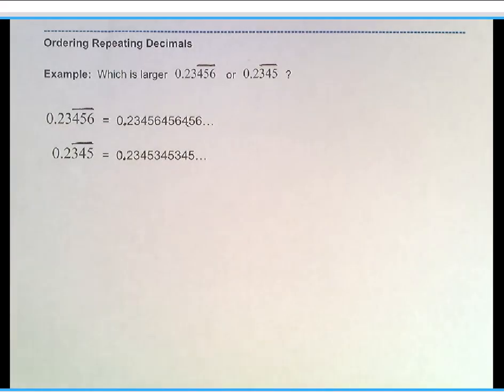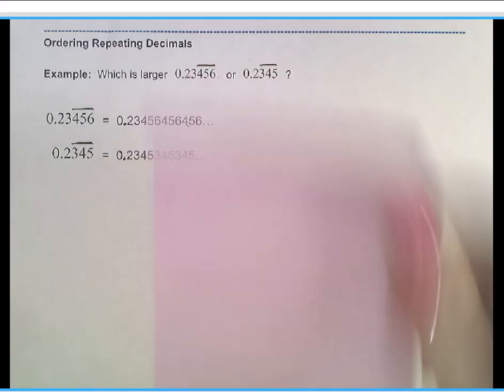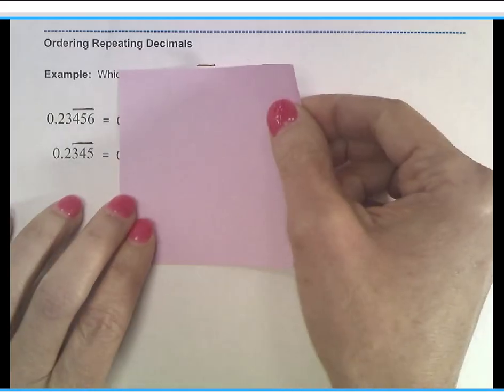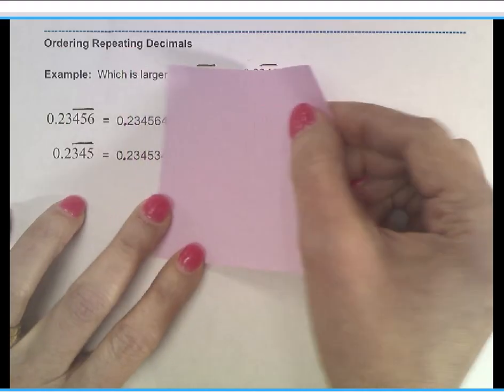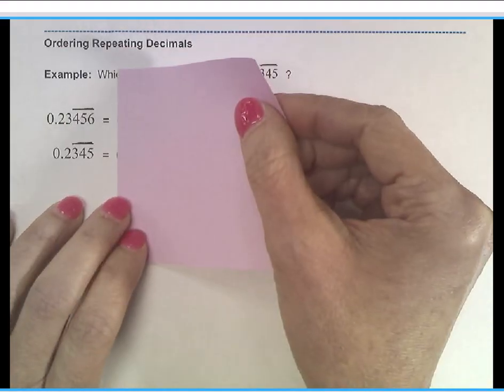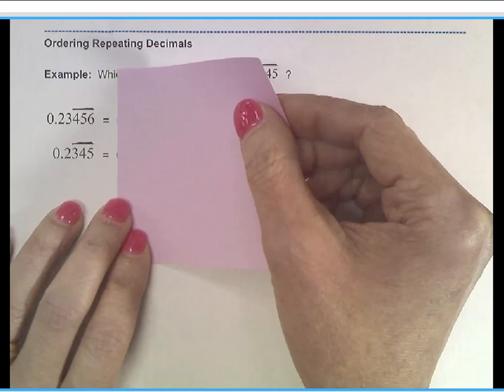And then I'm going to use this as a sticky note because it makes it easier for my eyes too. So I'm just going to take this and slide until I see a difference in the numbers. And as soon as I see a difference in the numbers, I'm going to know which one's bigger.